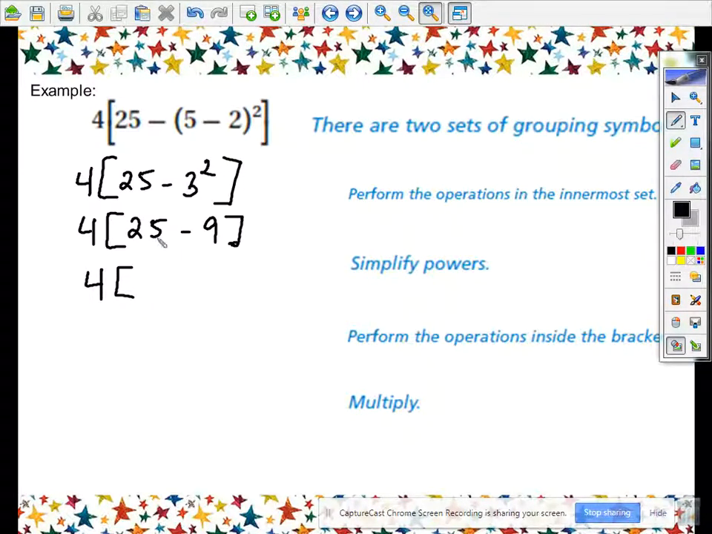So if we take 25, take away 9, we have 16. Now at this point too, if you're more familiar with parentheses, you can switch to parentheses once you get rid of the other set. 4 times 16 is 64. So we did the innermost set, we simplified our powers, we performed the operations inside the brackets, and now we multiplied.